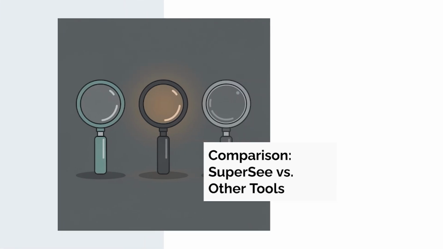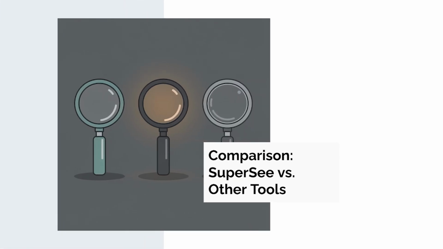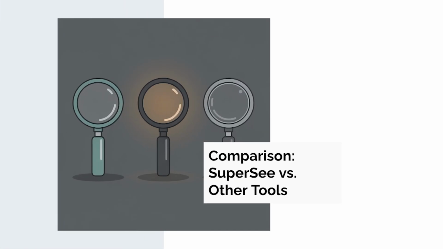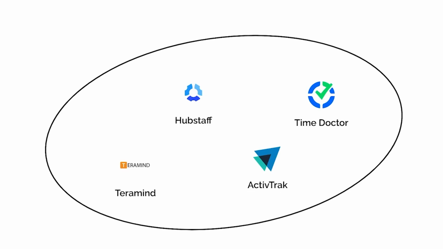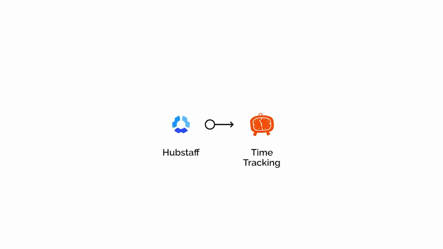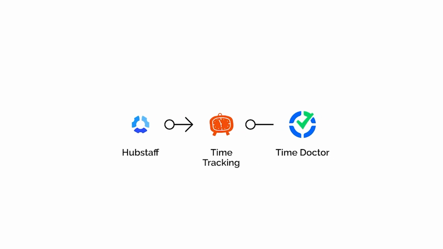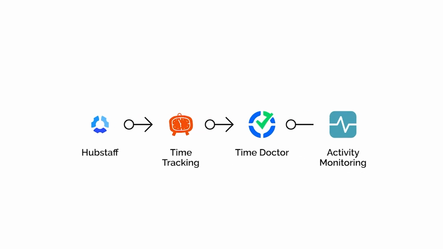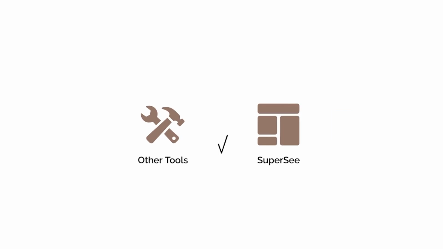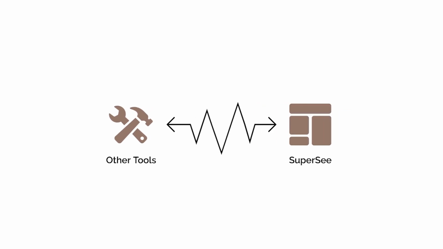You've probably looked at other tools already, so let's be honest about where SuperC actually fits in the market. Hubstaff, Time Doctor, ActiveTrack, TerraMind. They all promise visibility, but what do they actually deliver? Hubstaff tracks time, Time Doctor tracks activity, ActiveTrack catches rule violations, and TerraMind does full surveillance, each built for a different purpose. SuperC asks a different question entirely, not how long or did you break a rule, but what actually happened?